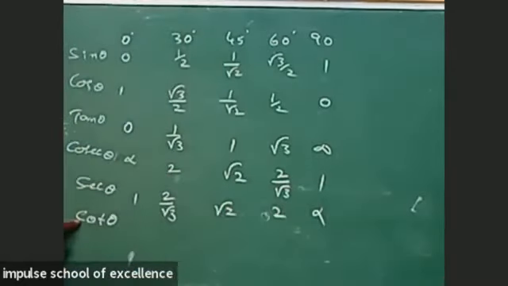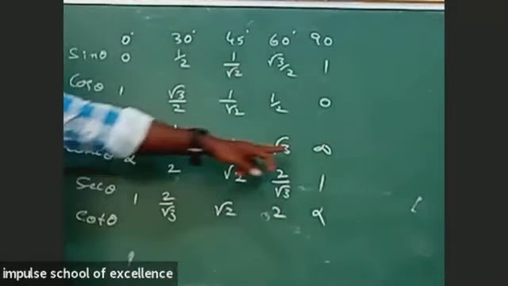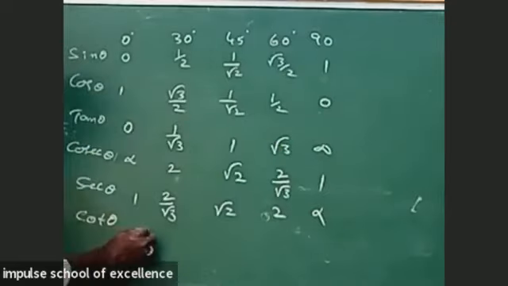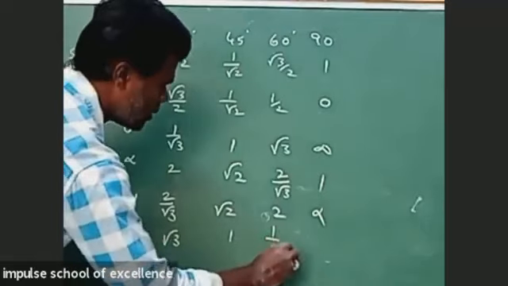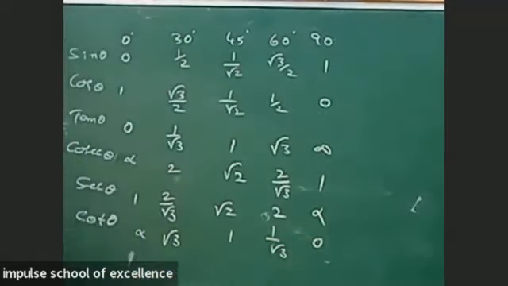And for cot theta, the reciprocal of tan theta, we are going to write infinity, root 3, 1, 1 by root 3, and 0. So these are the angles we have. In the same way, in addition, I am going to give you the 180 degrees angle also.